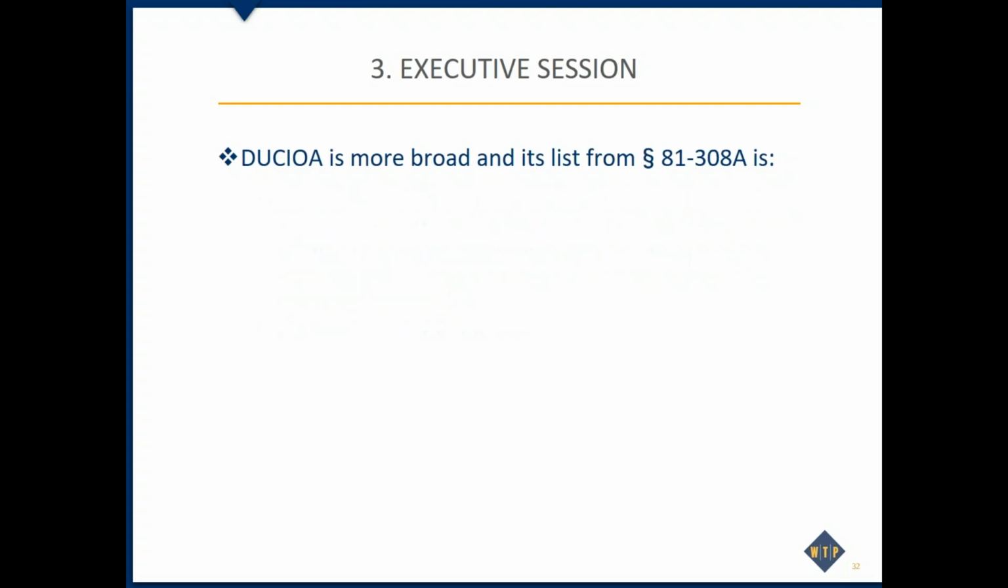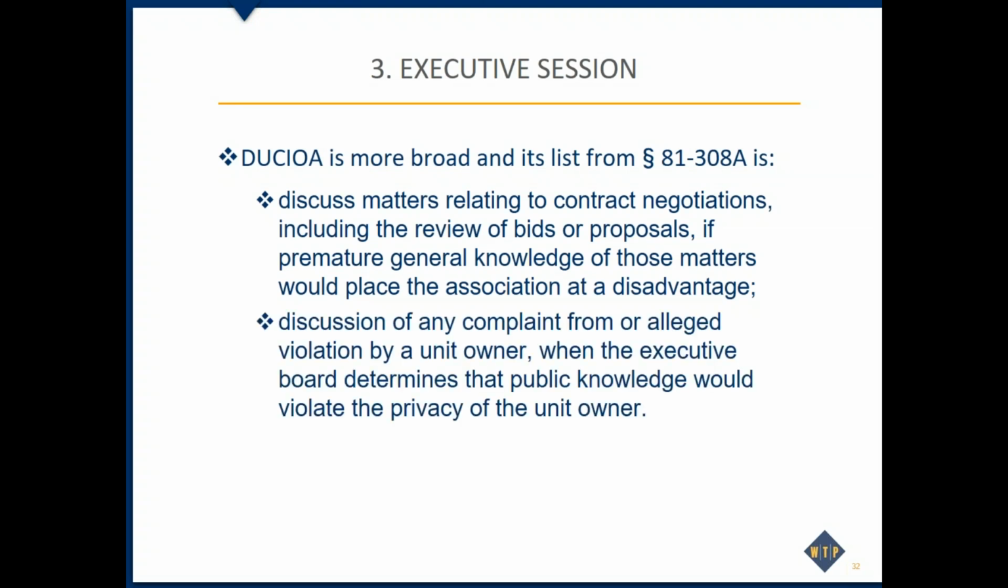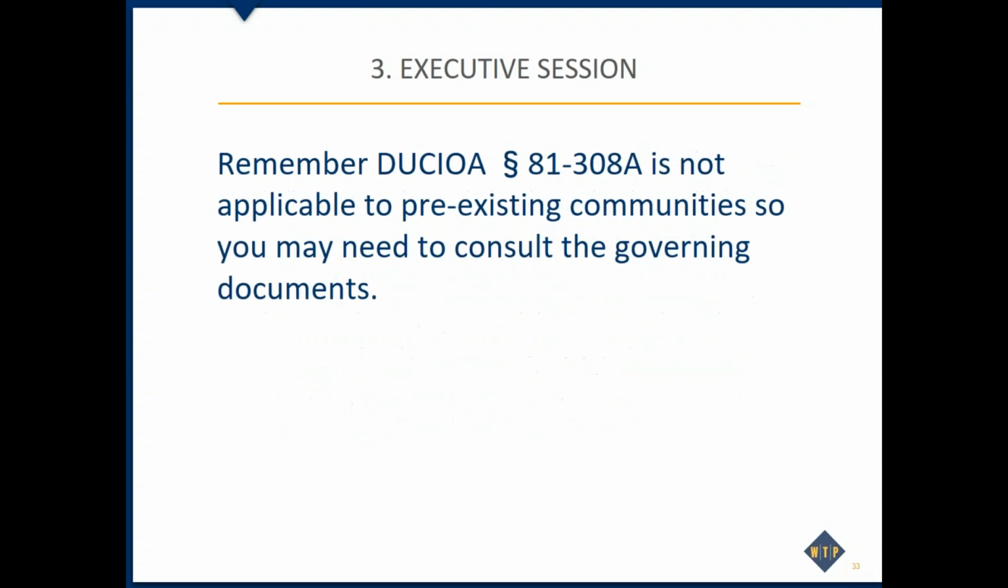The list keeps going. So on the next slide, we have discussion of contract matters. And then the last one is even broader than that, it's the discussion of any claim from or alleged violation by a unit owner when the board determines that public knowledge would potentially be a violation of privacy. And that's a nice, big, broad category. But if you jump to the next slide, that comes from one of those provisions that's not applicable to pre-existing communities.